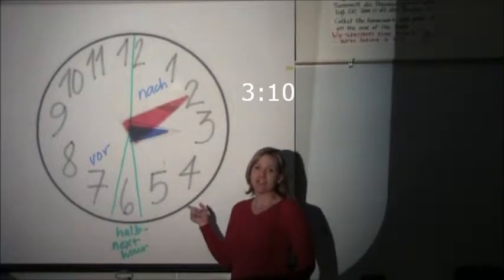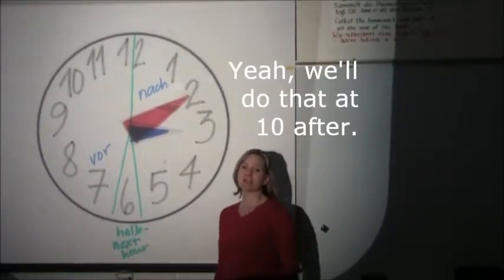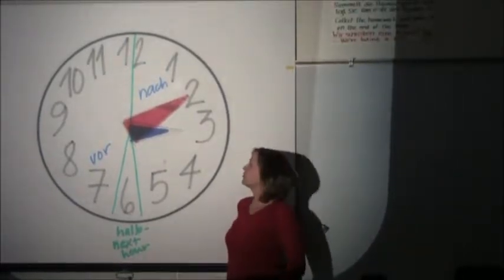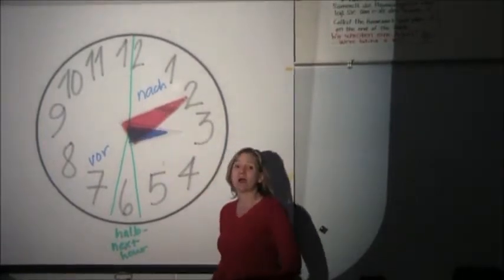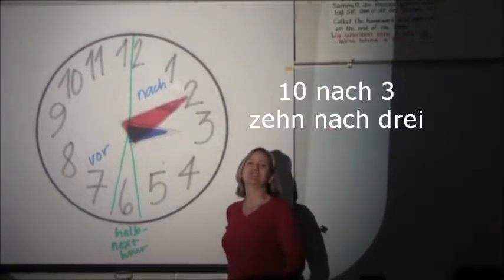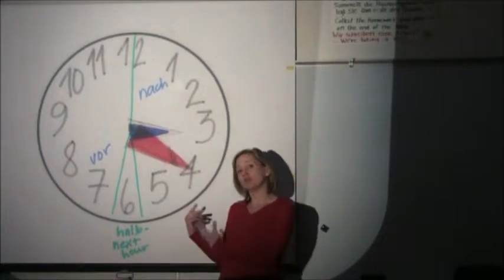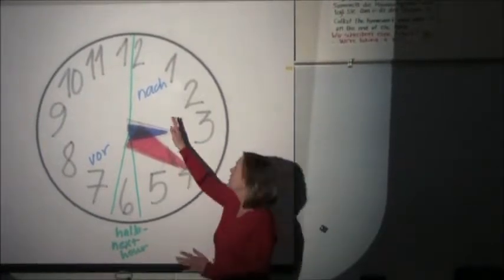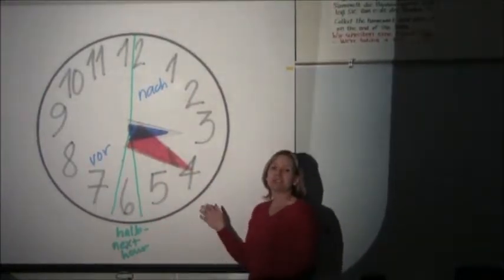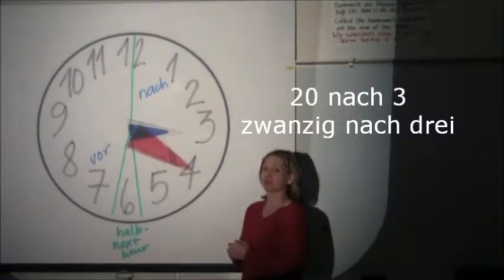This is the time 3:10, 3 Uhr 10. In English, a lot of times I'll say, yeah, we'll do that at 10 after. Let's do that at 10 after 3. I can say the exact same thing in German, and the word for after, as I said, is nach. So I would say 10 after 3 by saying it this way. 10 nach 3, 10 after 3. We'll use the word nach for any time, basically from 1 after until 29 after. So this time here is 20 nach 3, 20 after 3.